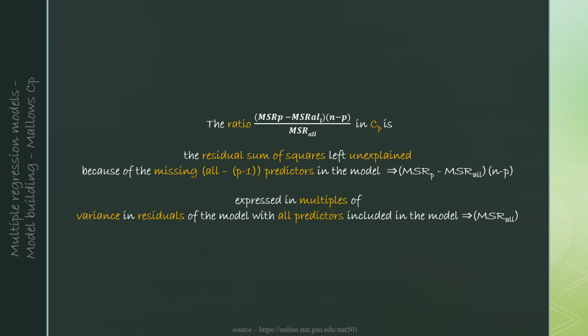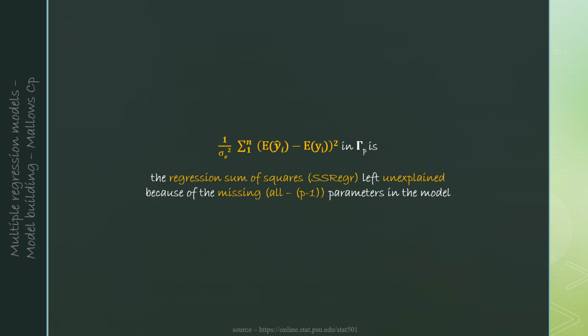The ratio MSRp minus MSR all multiplied by n minus p divided by MSR all in Cp is the residual sum of squares left unexplained because of the missing all minus p minus 1 predictors in the model, which is MSRp minus MSR all multiplied by n minus p in the numerator, expressed in multiples of variance in the residuals of the model with all predictors included in the model, which is MSR all in the denominator. 1 divided by sigma e square multiplied by sigma 1 to n (estimated yi hat minus estimated yi) the whole square in gamma p is the regression sum of squares SS reg left unexplained because of the missing all minus p minus 1 parameters in the model.